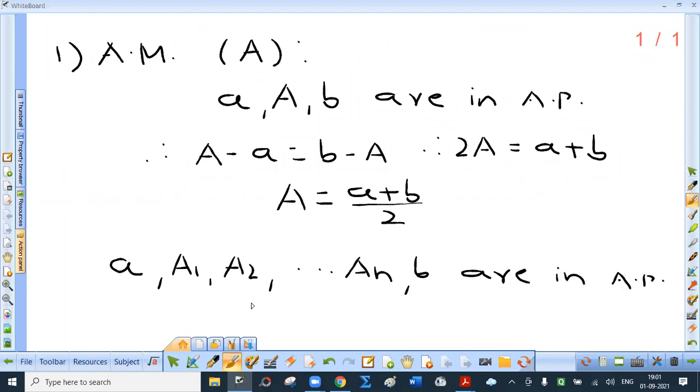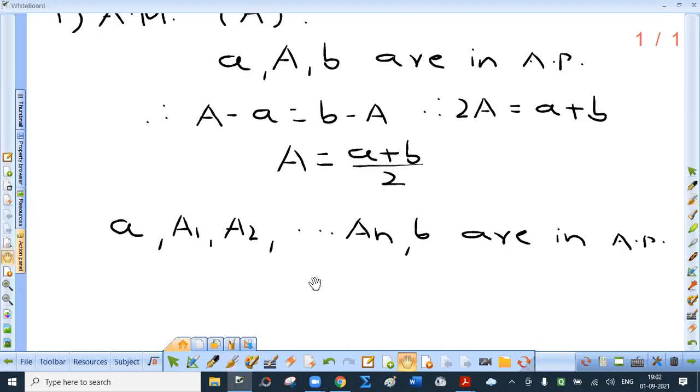Then A1, A2, A3 up to An are called n arithmetic means between two numbers A and B. I repeat, if A, A1, A2, A3 up to An, B are in arithmetic progression, then A1, A2, A3 up to An are called n arithmetic means between A and B.